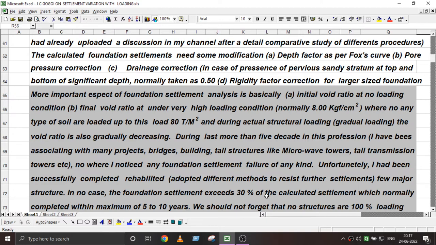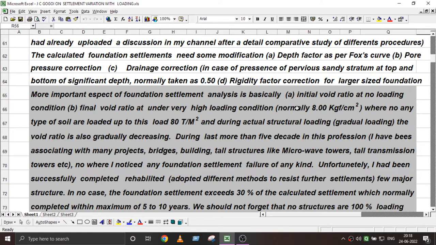Unfortunately, I had successfully completed, rehabilitated, and adopted different methods to resist further settlement. For a few major structures that settled excessively, I have rehabilitated those. In no case shall the foundation settlement exceed more than 30% of the calculated settlement.